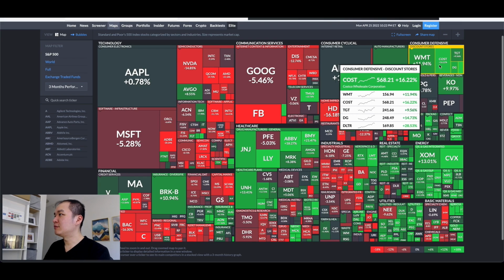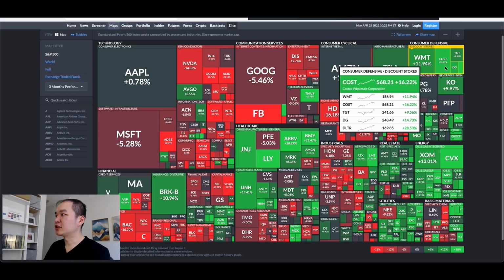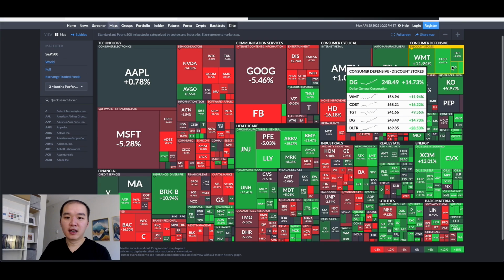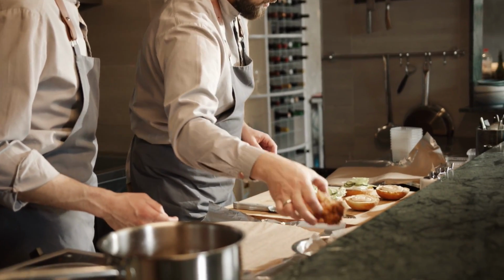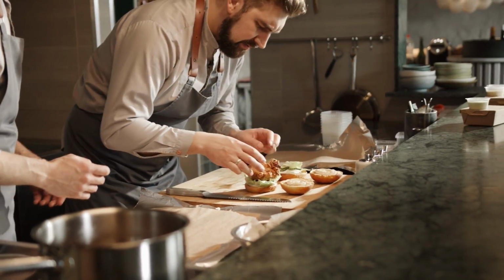Now, if you look at some consumer defensive stocks like Walmart and Costco, this continues to be going up because of inflation and higher food costs, which can be passed on to the customer. And I think most people are cooking at home because restaurants are getting pretty expensive. So that area is still going up.